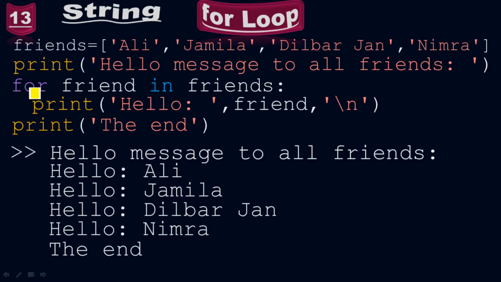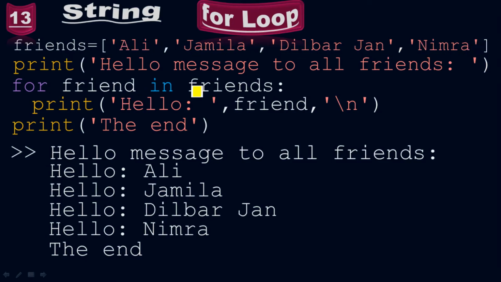Now to use the for loop here, for friend in friends. What is this friend? Friend is the representation of the individual string here. These are the individual strings. They have been named with the name friend. This friends is actually the variable name, which equals this whole list. It represents this whole list.